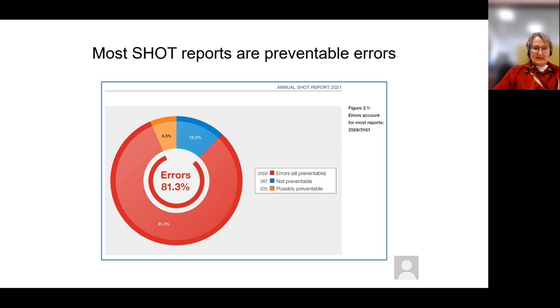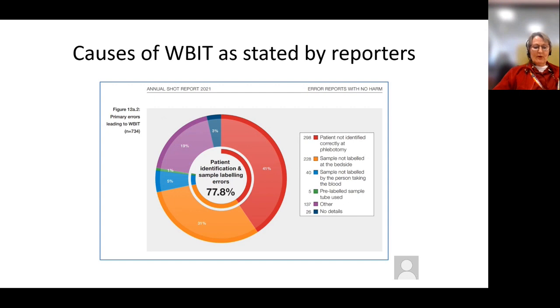This is from last year's SHOT report. This year's SHOT report will come out in July this year. But it's the same every year, really, that about 80% of the reports to them each year are errors, and many of them are preventable. And of course, wrong blood in tube comes into that category of an error.